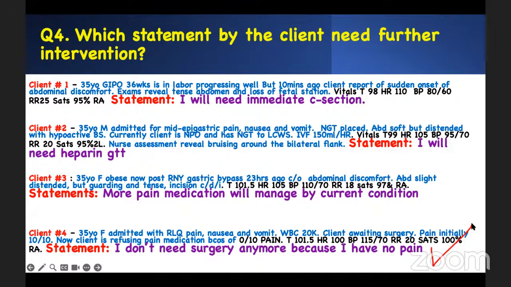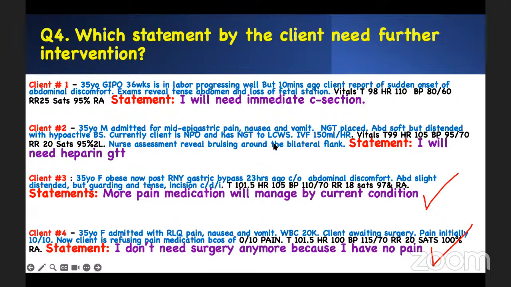So this guy needs intervention. You're sick from a leak. More pain medication is not going to solve your problem. You're going to be septic. You're getting pain not because of the incision. You're getting pain because of sepsis. Sepsis needs sepsis control. We need to intervene.